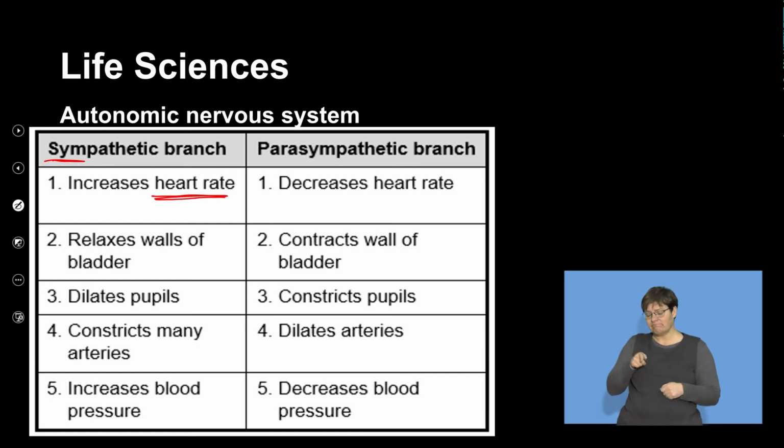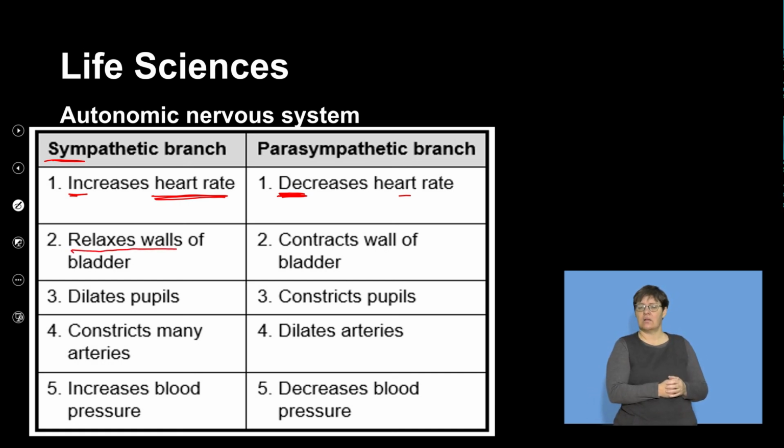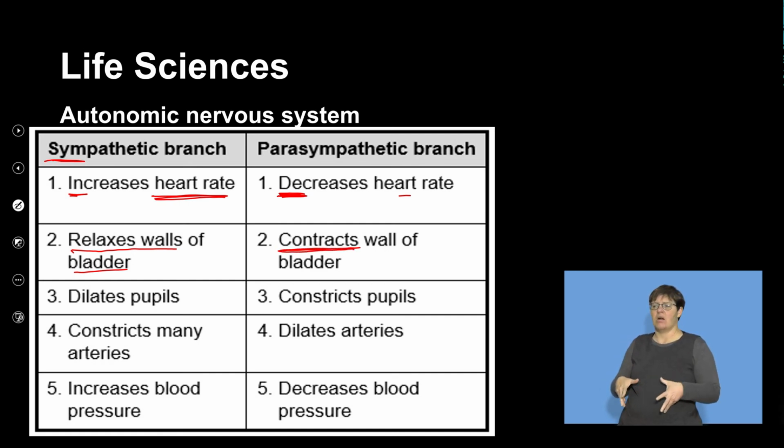And the parasympathetic, what does it do? It decreases. The sympathetic increases the heart rate, and then the parasympathetic will decrease your heart rate. You are at rest. You don't need too much energy, and you don't need too much blood to be pumped to your muscles. Then the sympathetic, what does it do? It relaxes the wall of the bladder. Then the parasympathetic contracts the wall of the bladder.